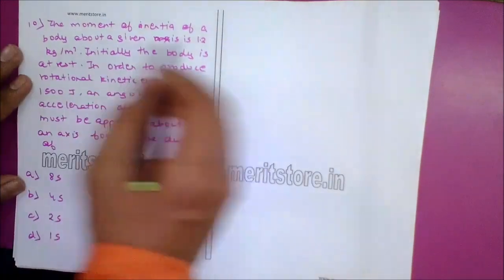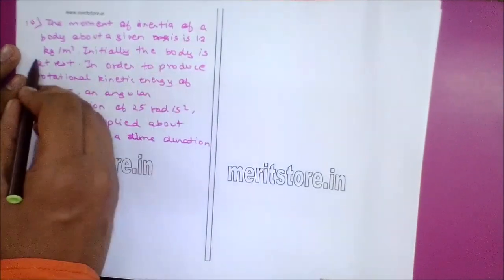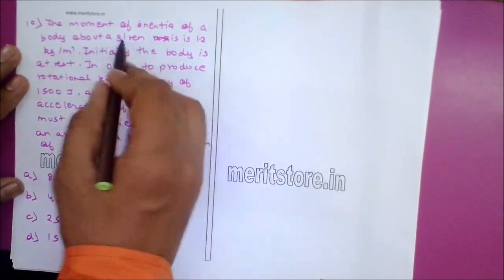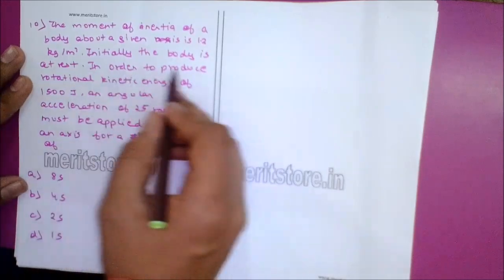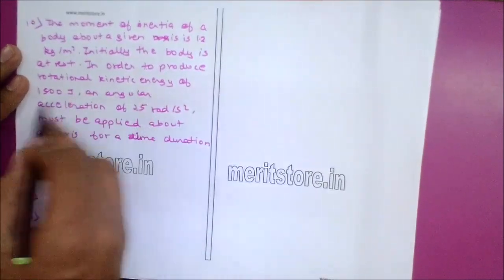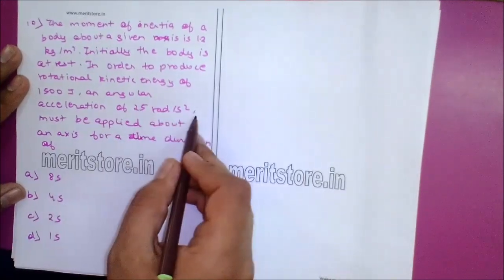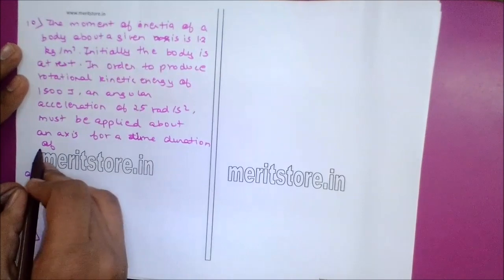Number 10. The moment of inertia of a body about a given axis is 1.2 kg per meter square. Initially the body is at rest. In order to produce rotational kinetic energy of 1500 joules, an angular acceleration of 25 radians per second square must be applied about an axis for the time duration of.